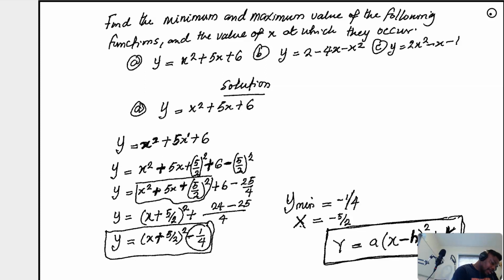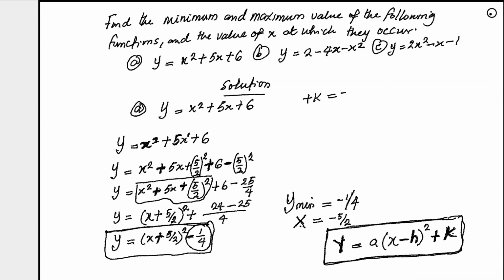Okay, so if you compare this one with what we have, plus k is equal to minus 1 over 4. Minus 1 over 4. So that means k is equal to minus 1 over 4. That is why y minimum is minus 1 over 4. So your y value, minimum or maximum, is always here.